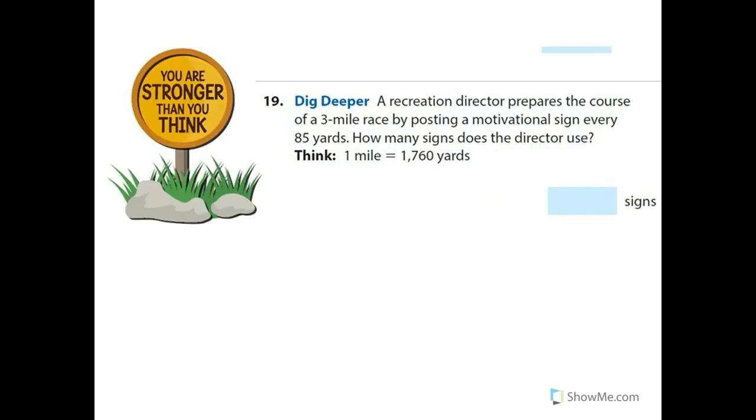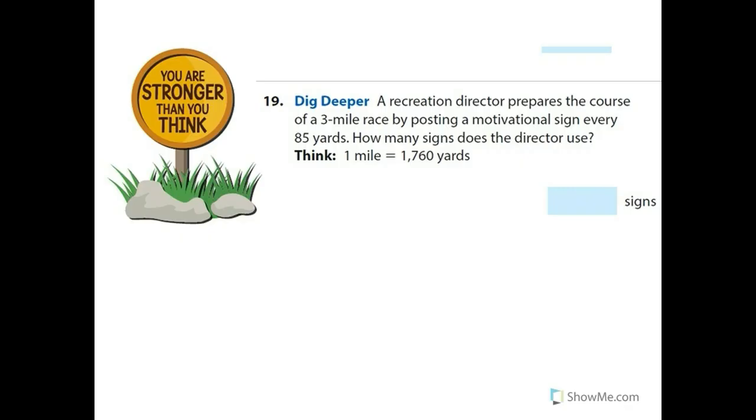So I think that number 19 is a pretty challenging one. It is a dig deeper after all. So read and solve that, and I will definitely give you some Jolly Ranchers or maybe some stickers if you get it right. Alright, go ahead and do that, and then we'll go over it.